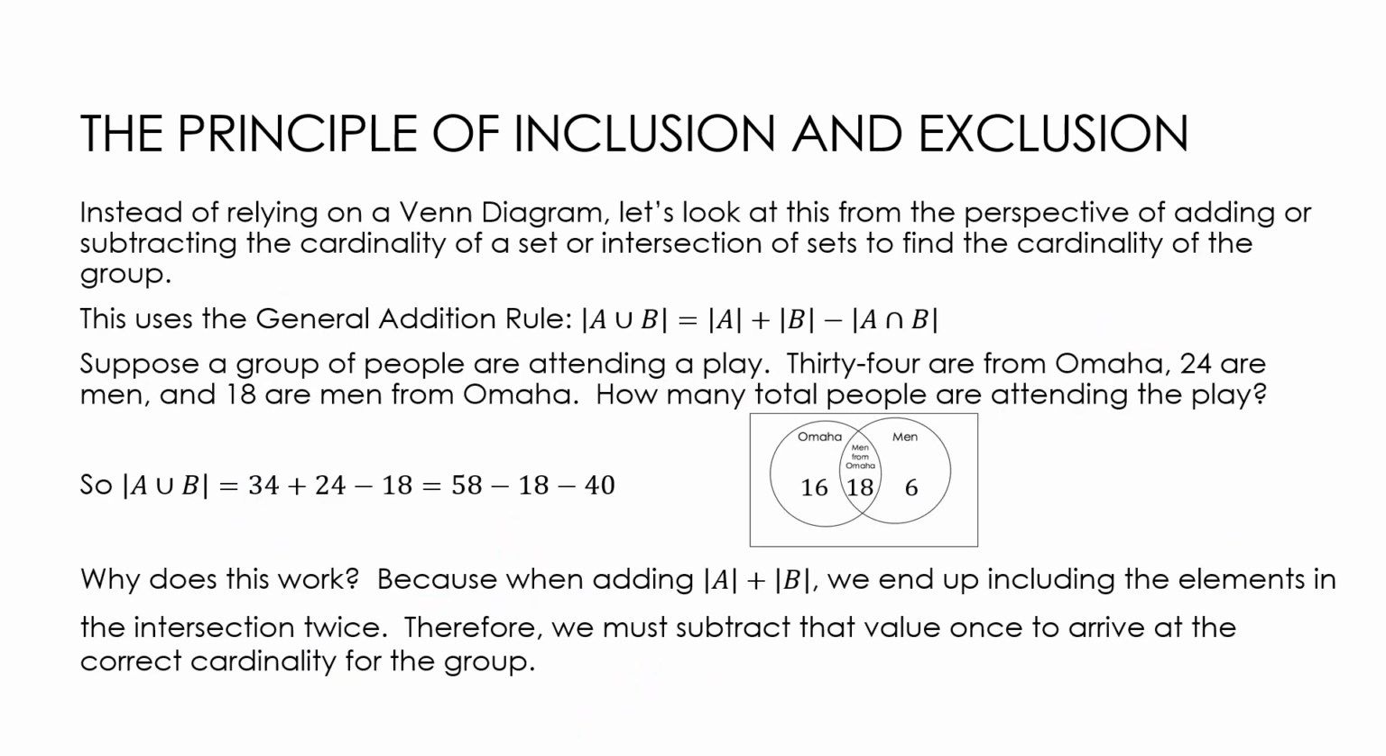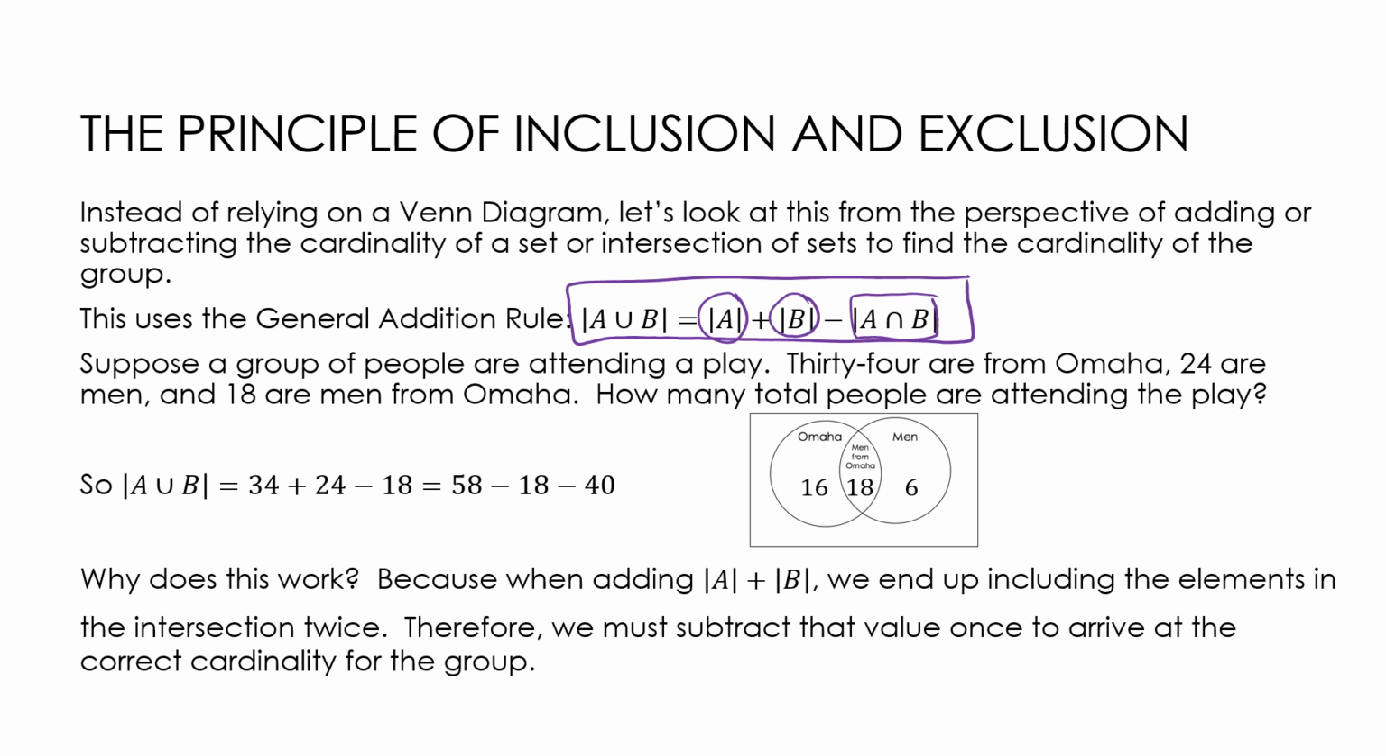Now obviously creating a Venn diagram for our last example was pretty easy because we only had two sets, but what we're working toward is to get to the point where we don't have to make a Venn diagram, because we might have 4 sets or 5 sets or 6 sets, and that would just be a lot of drawing for nothing. So let's use the general addition rule that you've learned long ago that says the cardinality of A union B is equal to the number of elements in A plus the number of elements in B minus the number of elements in the intersection.